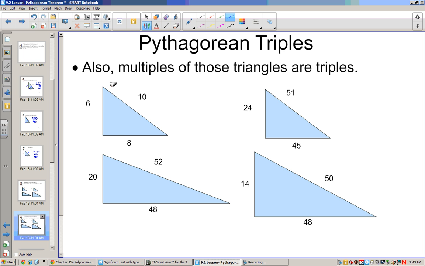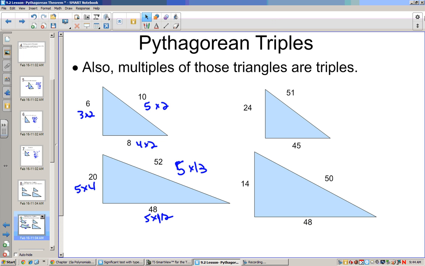This is the 3, 4, 5 triangle just multiplied by 2. 3 times 2 is 6, 4 times 2 is 8, 5 times 2 is 10. This one is the 5, 12, 13 triangle, all multiplied by 4. So this is 4 times 5, 4 times 12, 4 times 13, and that's how we get these values. So you can take any of those earlier triples and multiply all the sides by the same number, and you'll get a new triple.